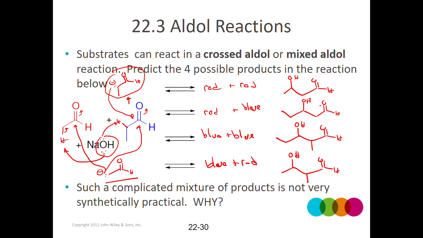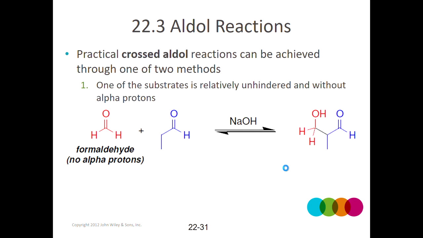So if I get this complex mixture of products, this is not practical. I don't want to run the reaction like this. So there are ways to get one aldehyde to form an enolate and attack the other in a controlled way that only produces one product. And that's what we're going to talk about here for the last bit of the lecture.